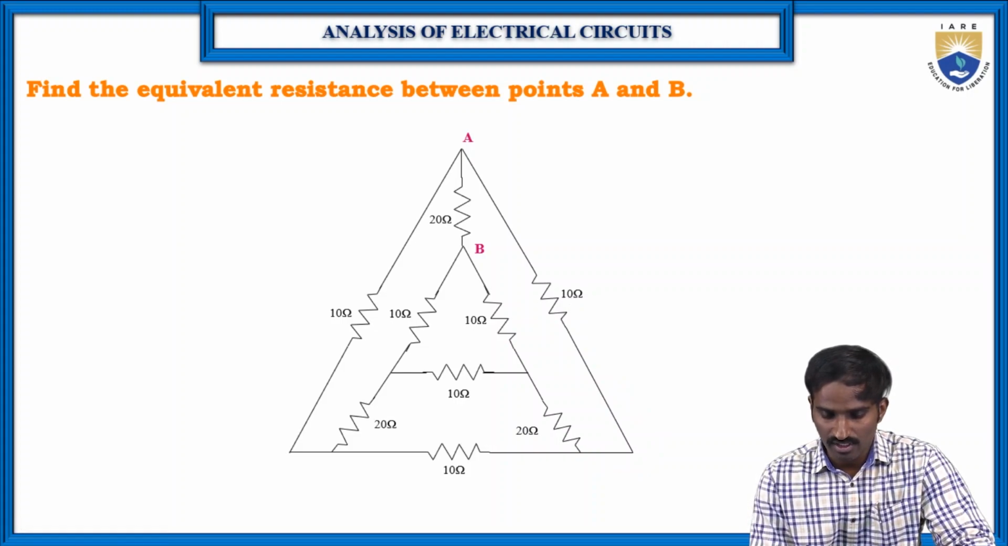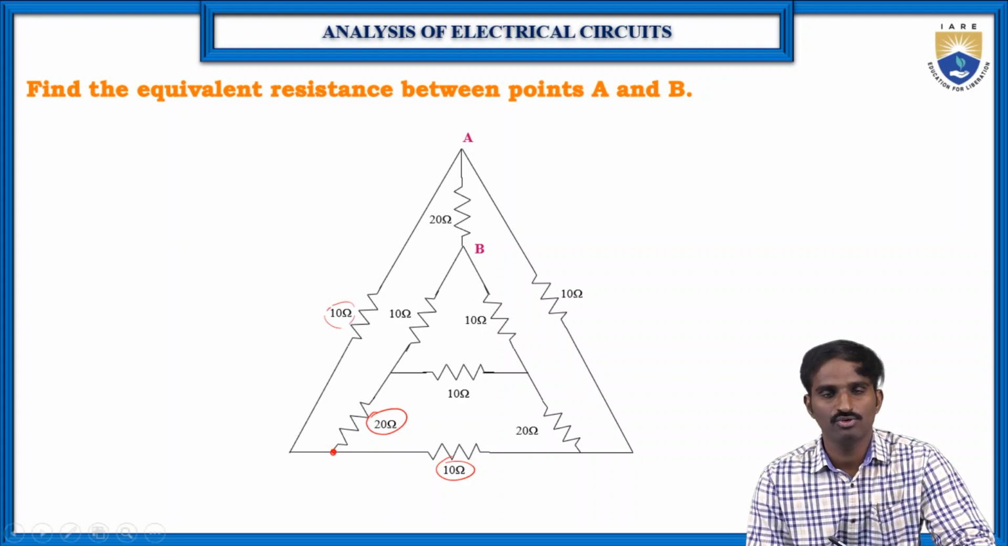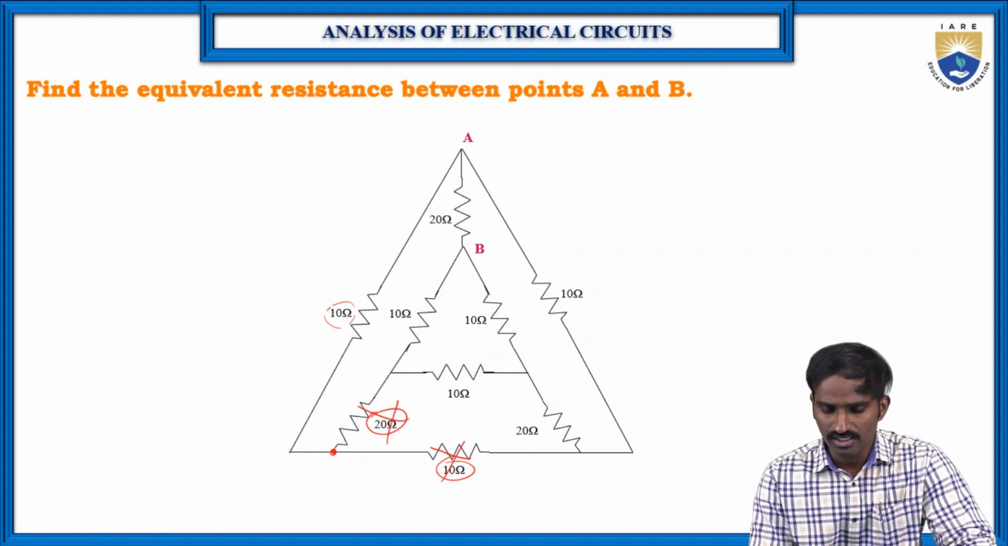Then we will check again with this 20 and this 10. The same problem here also. Of course one common node, but this common node is connected again to this 10 ohms resistor. So we cannot define this also. Then let us take these 10 and this 20.